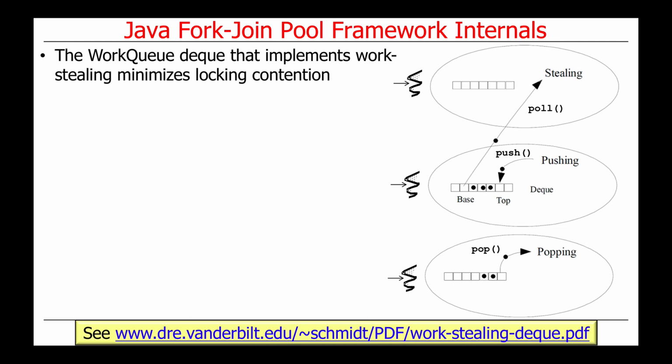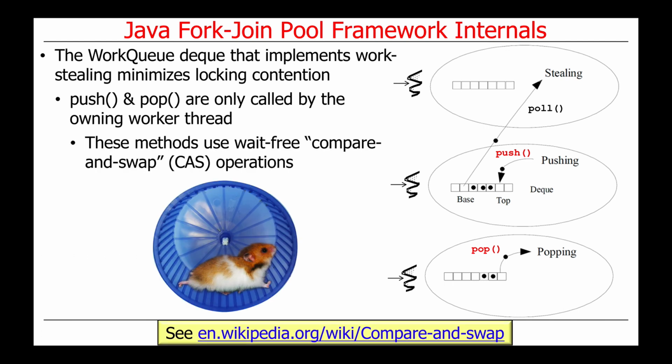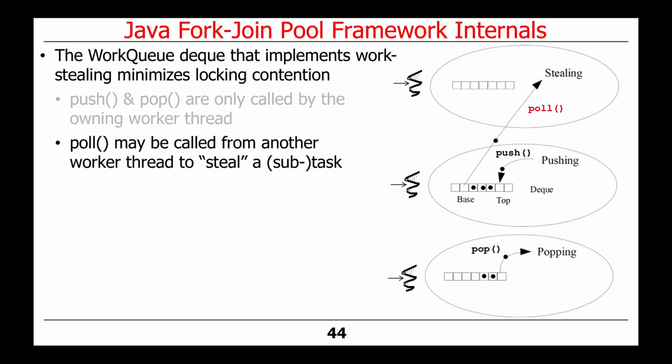Again, as we talked about before, the work queue deck tries to minimize lock contention, and it does that by having push and pop only ever called in the same thread, which means you don't really have to worry about contention a whole lot. You can use these so-called wait-free compare and swap operations, which are super optimized at the hardware level to make the critical section as short as you possibly can. In fact, there's almost never any contention here. It's only if you have like one item in the queue or the deck that you'll ever have contention. If someone tries to steal, you have to be prepared for that.